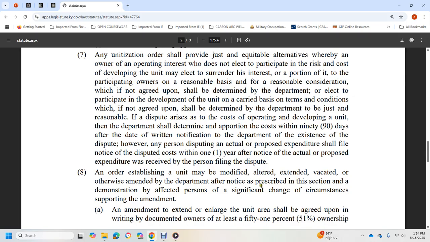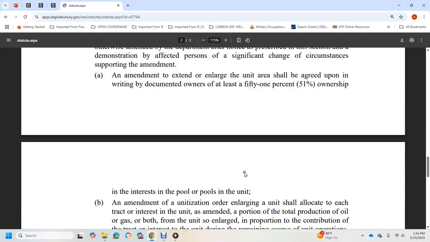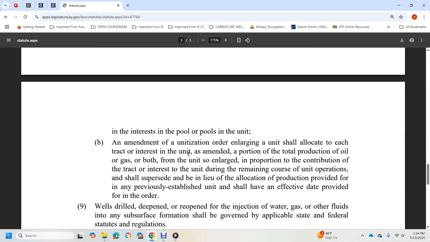An order establishing a unit may be modified, altered, extended, or vacated, or otherwise amended with the department after the notice prescribed in this section, demonstrating the effect of a person's significant change in the circumstances supporting the amendment. An amendment extending or enlarging a unit shall be approved upon written documentation from owners with at least 51% ownership in the interest of the pool and pooled unit.